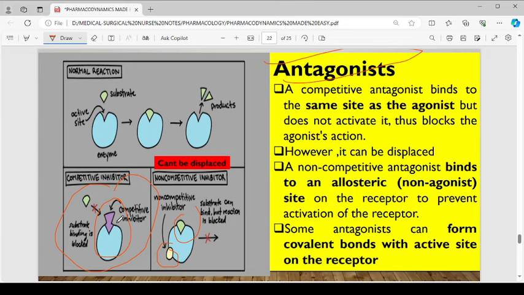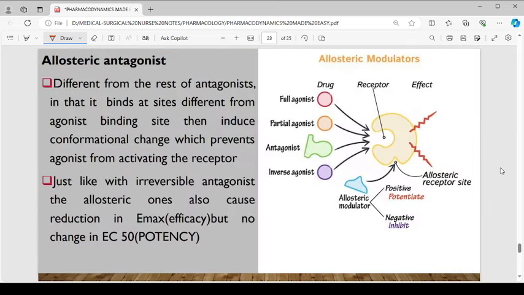and thus block the agonist action. However, if you want to displace this competitive inhibitor, we could increase the concentration of the agonist, and then it will be displaced. But a non-competitive one can't be displaced, because some antagonists can form covalent bonds with the active site on the receptor, and thus the process is blocked entirely.